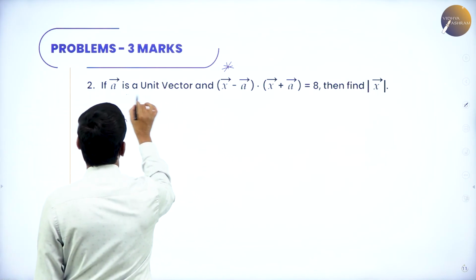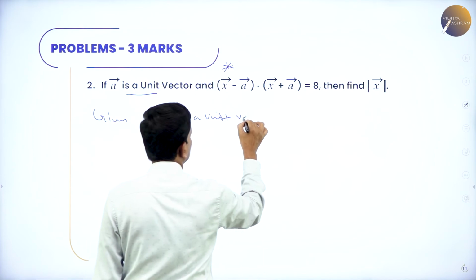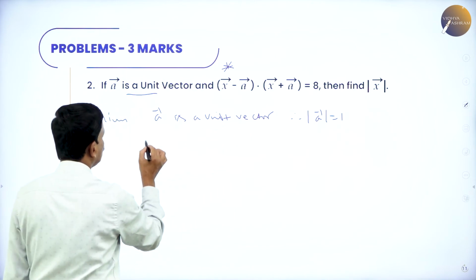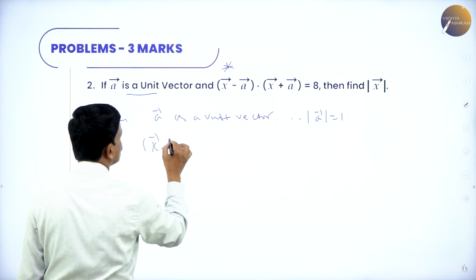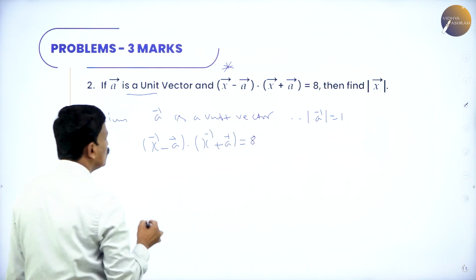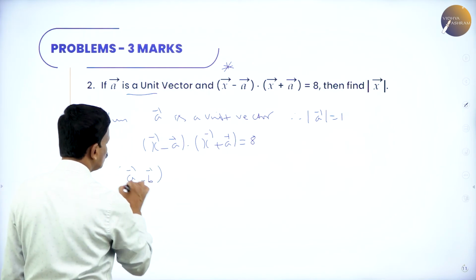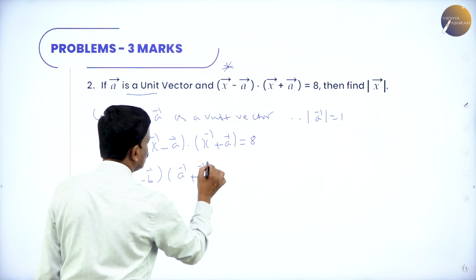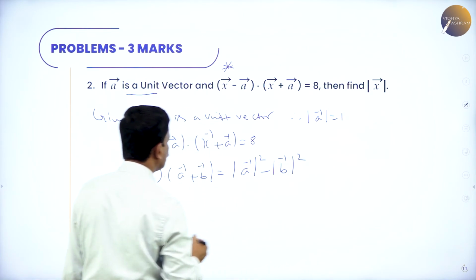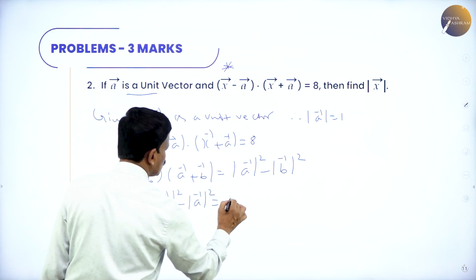Given that a is a unit vector. Unit vector means, therefore, length of a is equal to 1. And further, what is given? Vector x minus a dot x plus a is equal to 8. Now simplify this. According to the previous, we know vector a minus b dot a plus b is equal to length of vector a square minus length of vector b square. So this can be written as length of x square minus length of a square is equal to 8.